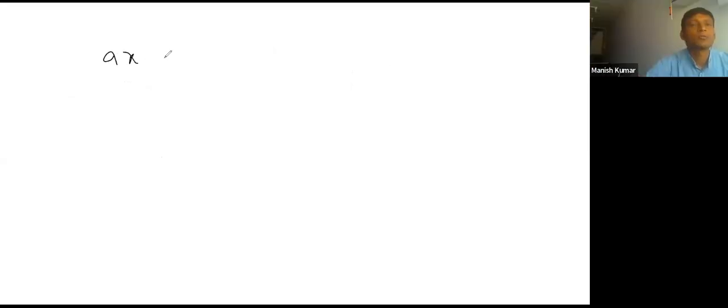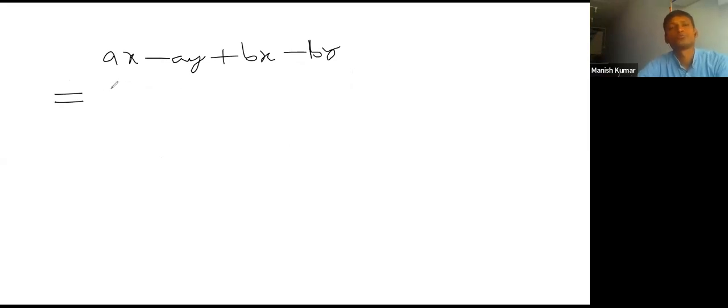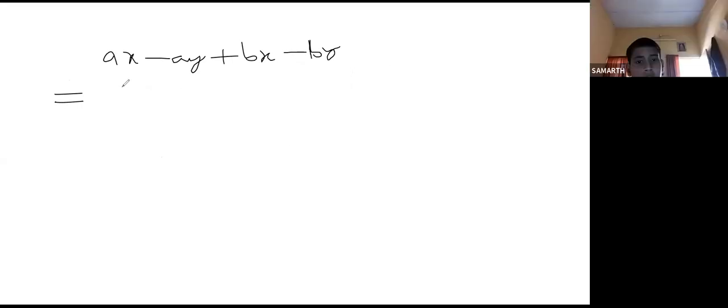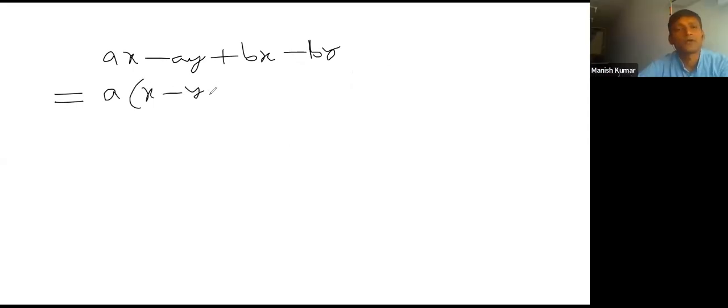AX minus AY plus BX minus BY equal to, what can be written here? Sir, AX plus BX. Why can't we take A into X minus Y common here? Here we are getting A common in the first two terms only, no? Can we try first from that?